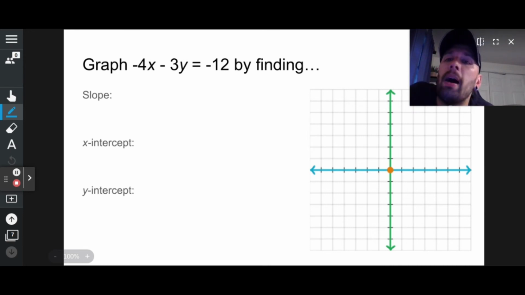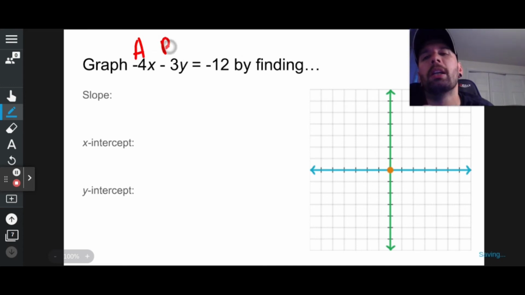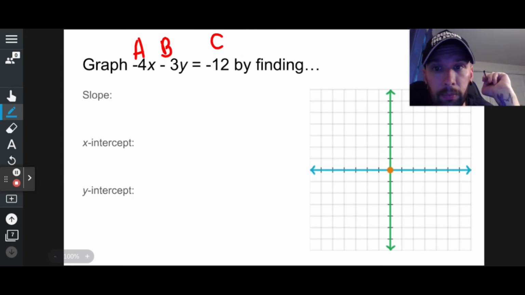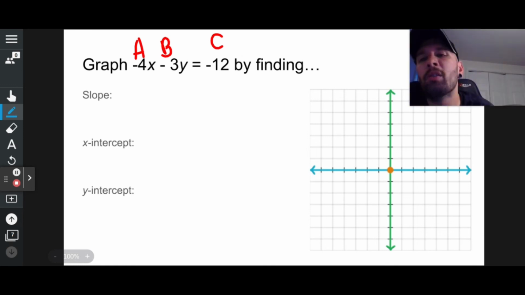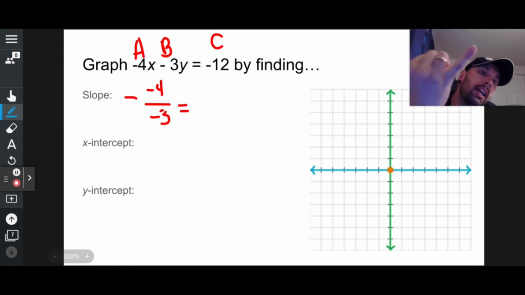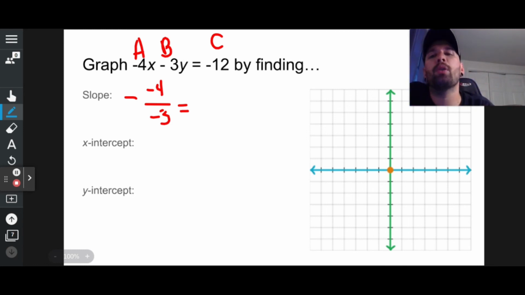I'm going to ask you to graph negative 4x minus 3y equals negative 12. I'm going to label you A, I'm going to label you B, and I'm going to label you C because you're in standard form. Slope is negative A over B. So my slope is negative A, which is negative 4, over B, which is negative 3. I have a triple negative, which makes it negative, because if I have 3 negatives, the double negative becomes positive, and I still have a negative left over. So I have negative 4 over 3. That's my slope.